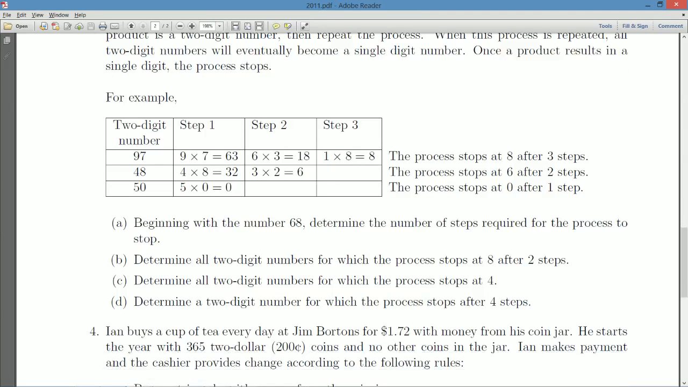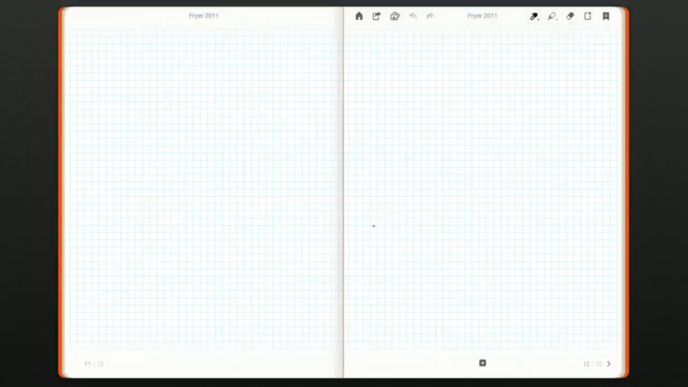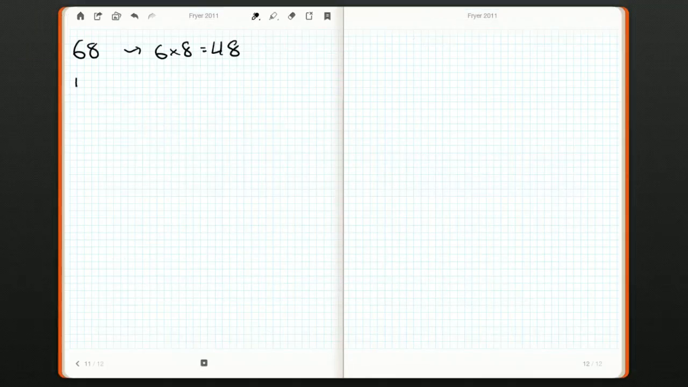Alright, so we have 4 parts to this question. A, beginning with the number 68, determine the number of steps required for the process to stop. Okay. So 68 goes to 6 times 8, which is 48. 48 goes to 4 times 8, because it's still a two-digit number, so we continue on with the process. We get 32. 4 times 8 is 32.